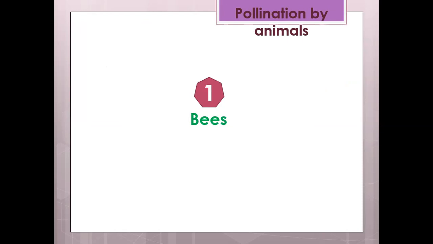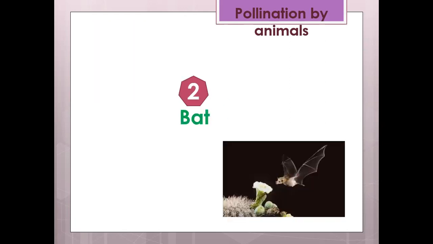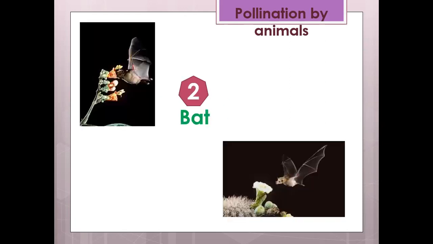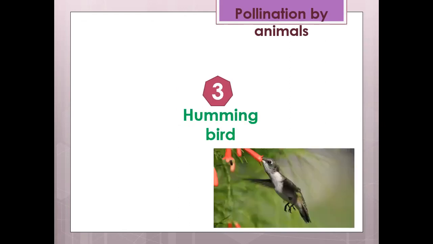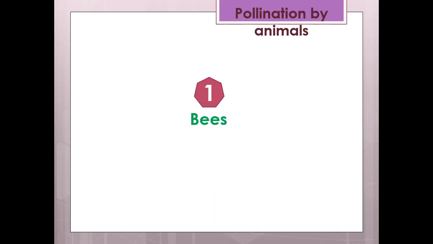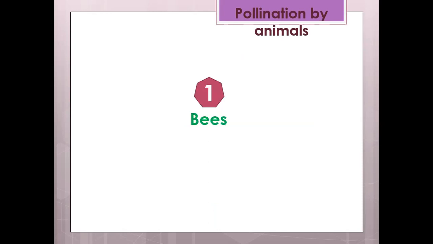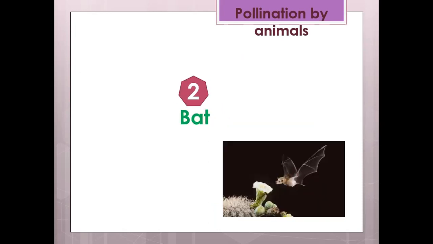How by animals? The first is by bees. Can you see when the bees go to drink the nectar, what happens? The pollens are stuck to their body, so they will be going from the male part to the female part. Number 2, by bats. Number 3, by hummingbirds. So pollination happens in three ways: by animals like the bees, the bats, the hummingbirds, and of course by the wind.